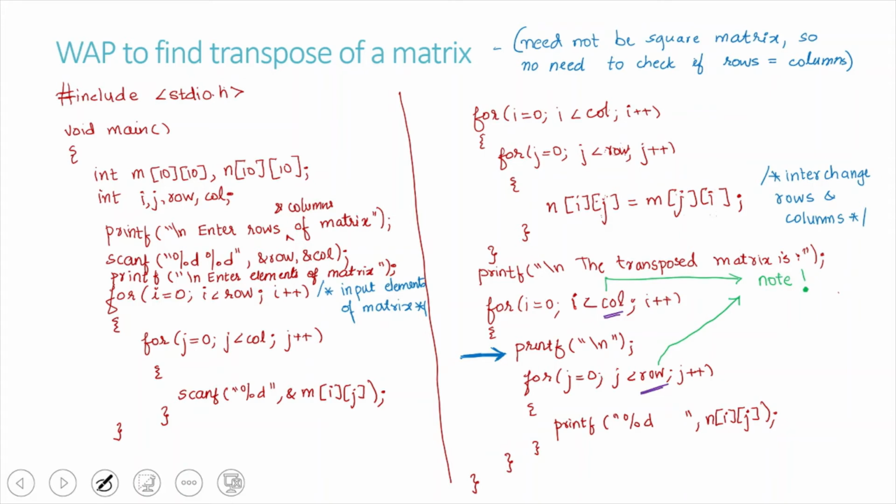So you have to write it in the opposite method, and also remember to give a new line before each row. And also you could give space between each element.